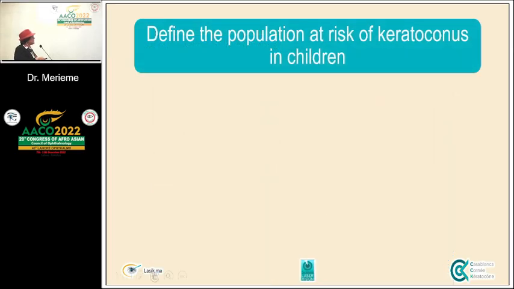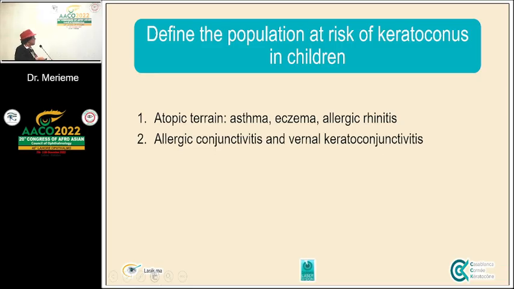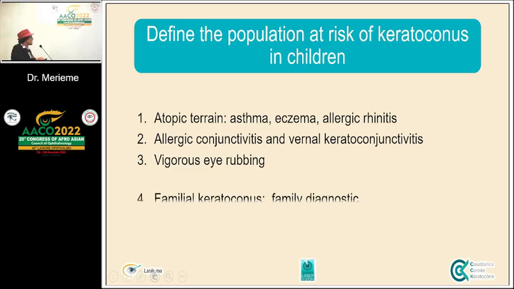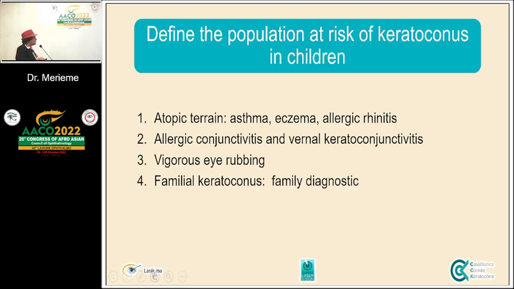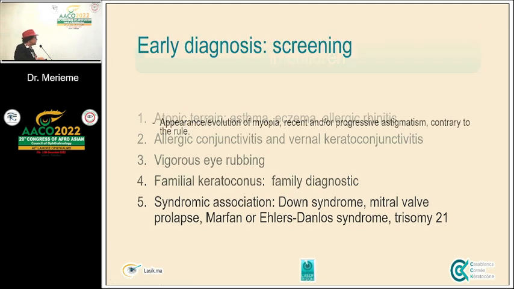So we must detect keratoconus at a non-severe stage in children. We have to define the population at risk of keratoconus. So what is the population? It's when we have atopic terrain, when we have allergy, allergic conjunctivitis, vigorous eye rubbing, and when we have family history of keratoconus, and syndromic association, Down syndrome, etc.